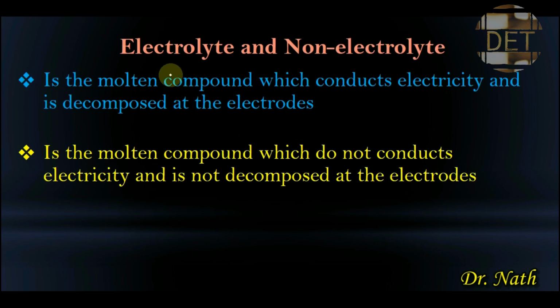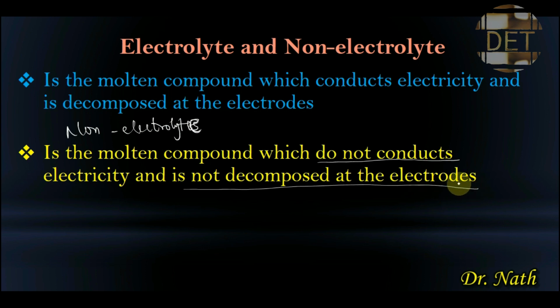So there is also something called electrolytes and non-electrolytes. Electrolytes, like we said, are molten compounds which conduct electricity and are decomposed at the electrodes, while the non-electrolyte is a molten compound which does not conduct electricity and is not decomposed at the electrodes.